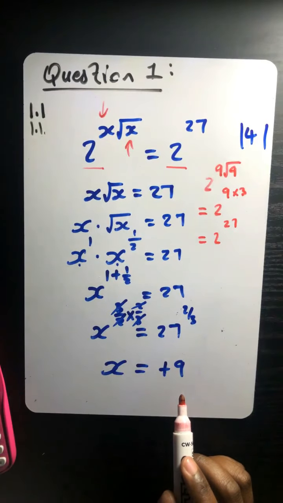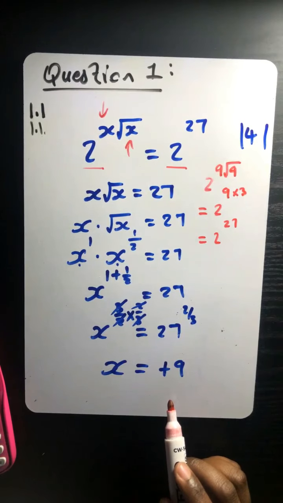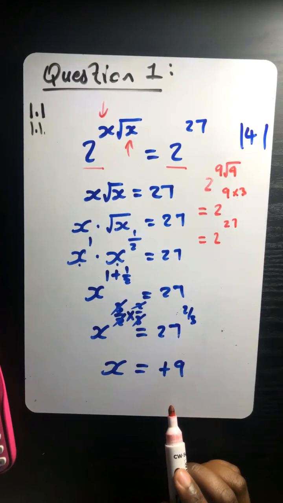But most importantly, where exactly are you scoring some marks? Let's quickly check. This question was allocated, what was it? I think it was allocated 4 marks. Yes, it was 4 marks.